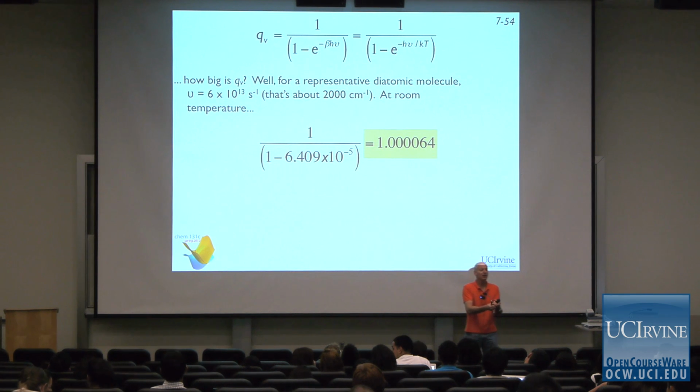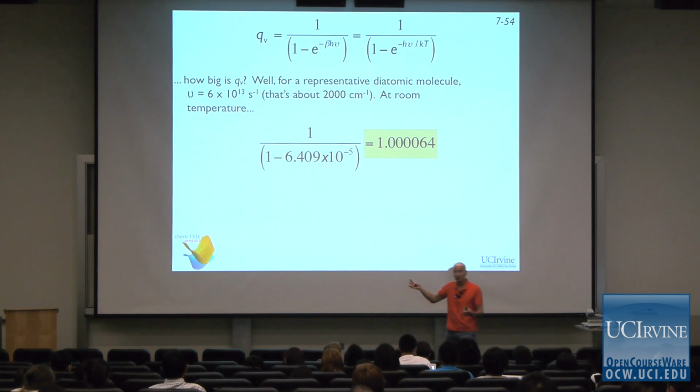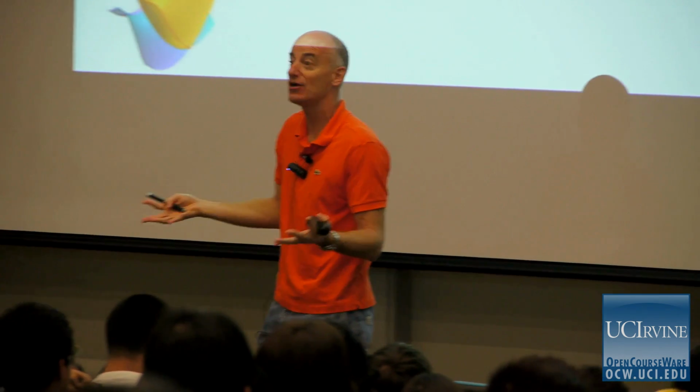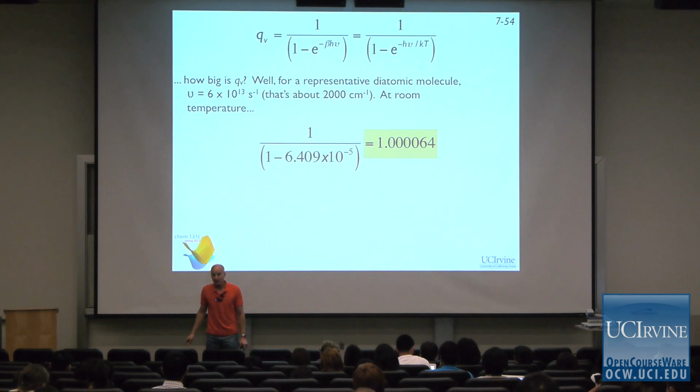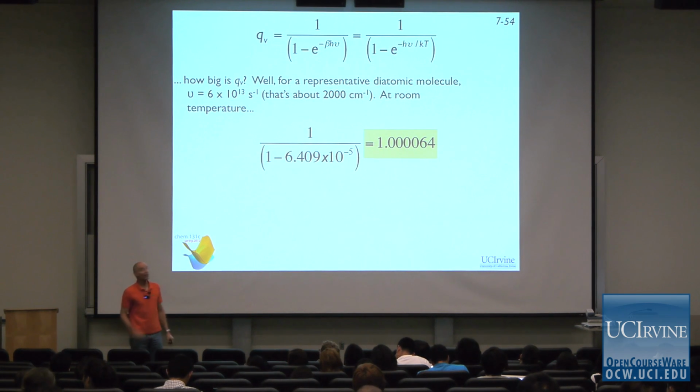So this is totally different than what we saw with translation and rotation. With translation, we had millions of accessible states, didn't we? We had a partition function that in one dimension, if we had a 1 micron box, was 67,000. Remember that? Make it a 3-dimensional box, and you've got millions of accessible states. With rotation, we get 20, 30, 40 rotational states that are accessible at room temperature. With vibration, we get 1.